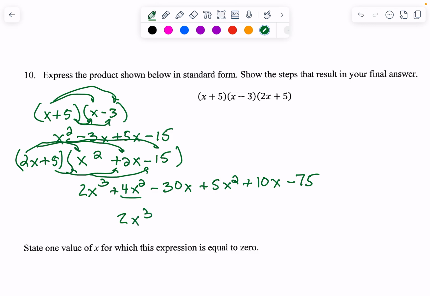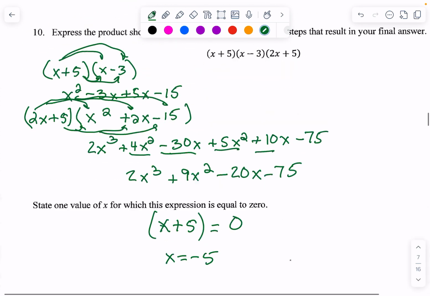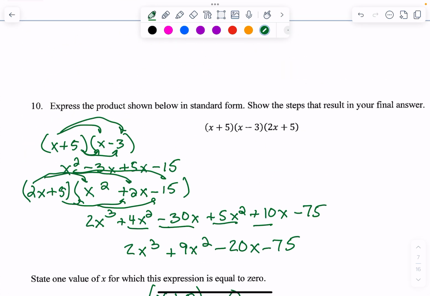Okay, so we have 2x cubed. We have this one, and this one is plus 9x squared. This one and this one is minus 20x and minus 75. All right, so the values for 0, you could take any one of those up on the top. X plus 5, make it equal to 0, so x is negative 5. All right, stay tuned for the next video.